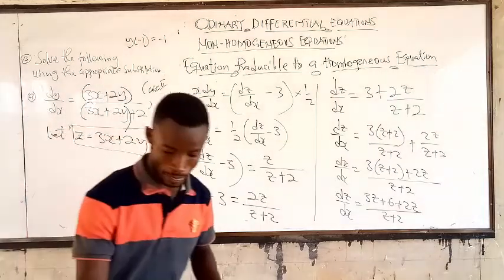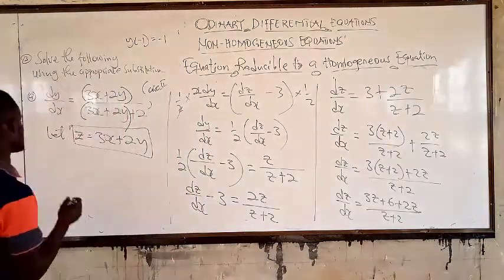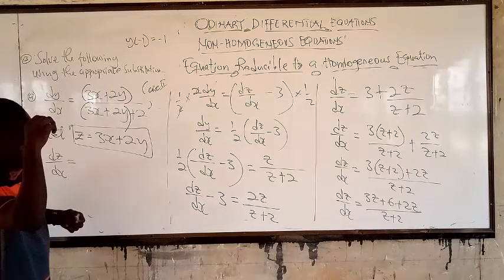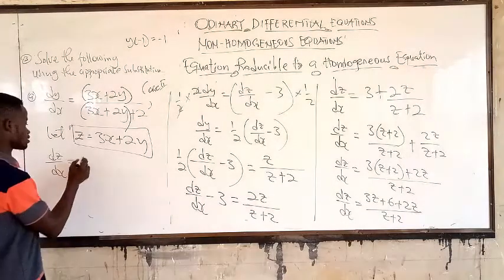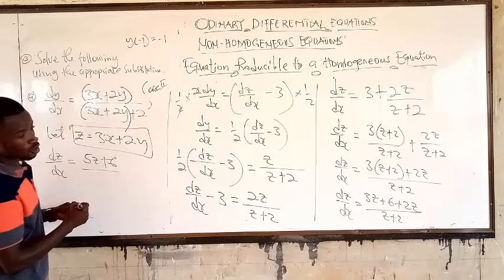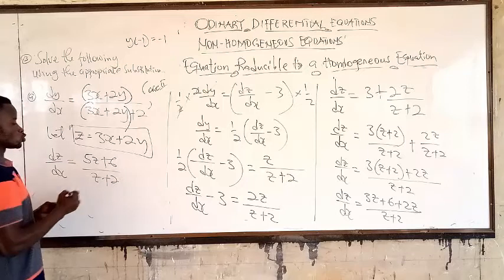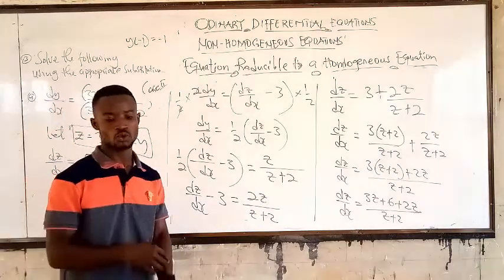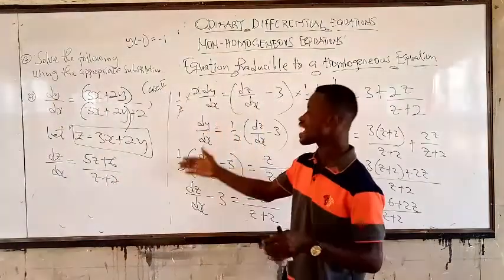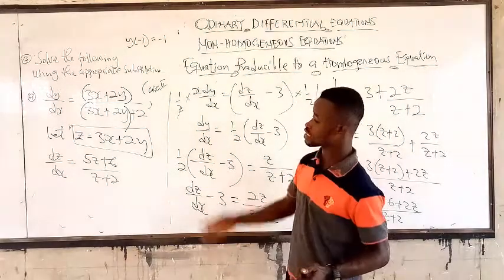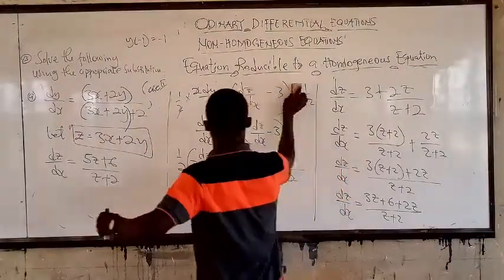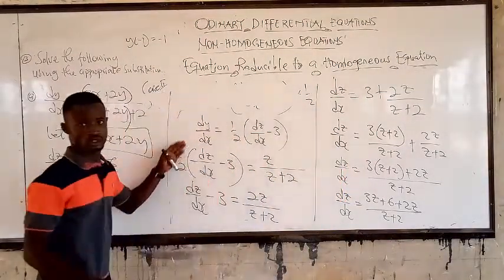So now, here we can get dz/dx to be equal to (5z + 6) over (z + 2). Now you can see that this is separable. And if it's separable, then let's go and solve it by a separable differential equation. Alright. So, I hope you are done with this part.